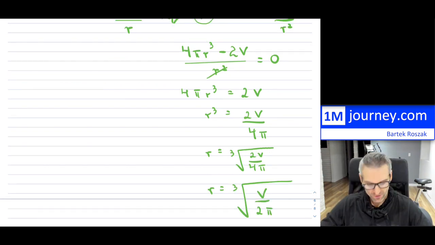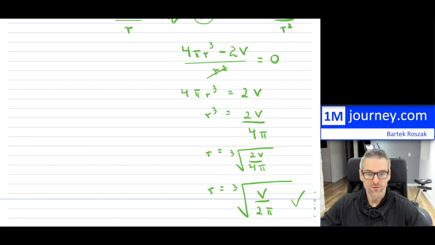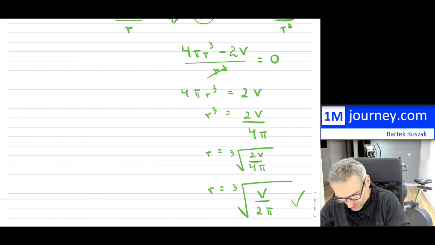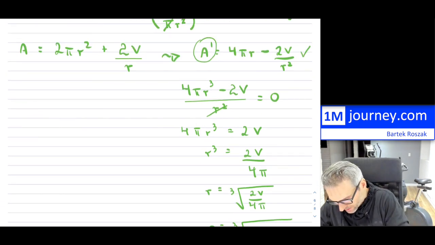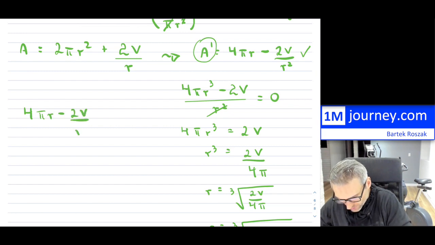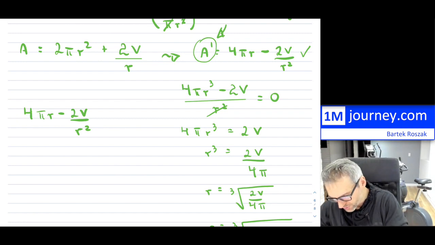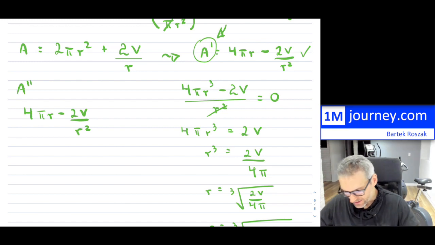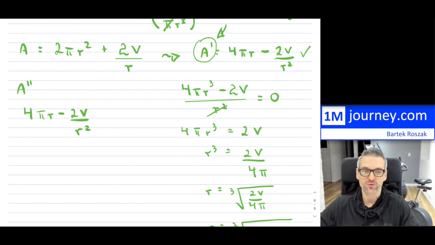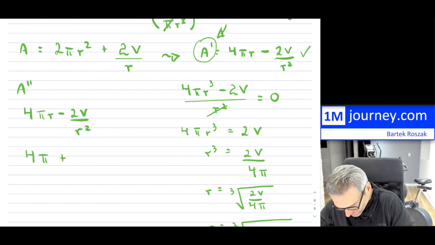All right, so there we have it. Okay, so that is our r. So very odd. And now if we want to see if this indeed is the minimization, let's take a look. We would take our 4 pi r minus 2v over r squared, so our A prime, and now we are going to try to find the second derivative. Let me do that and then I'll be right back.